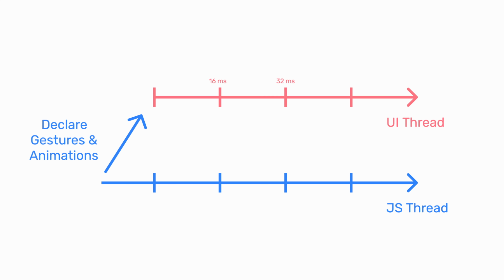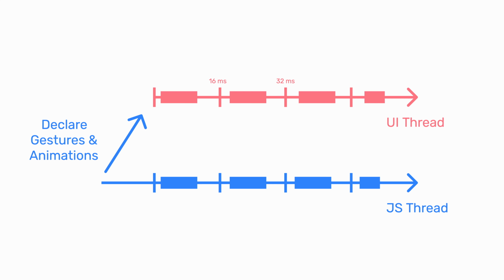The way we're going to solve this problem is by declaring all of our gestures and animations on the UI thread so that even if the JavaScript thread is busy, all the animations can run at 60 FPS even on low-end devices. And so we're not going to use the default animated API, which relies on communication between the JavaScript thread and the UI thread, but reanimated and React Native gesture handler, which are dedicated to building declarative gestures and animations. So let me show you an example.